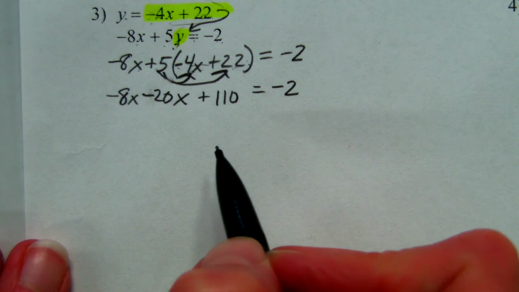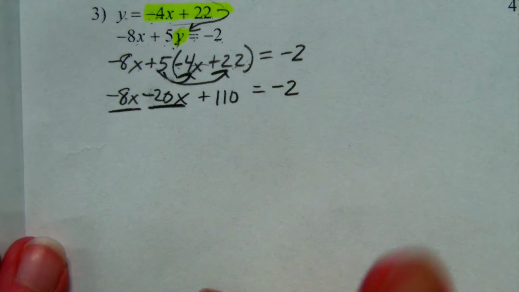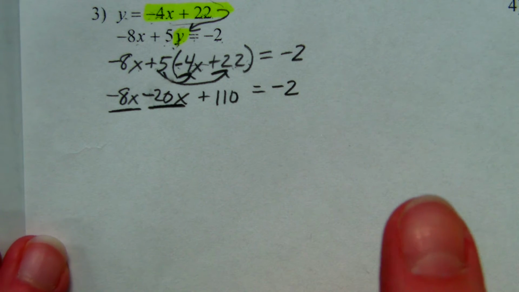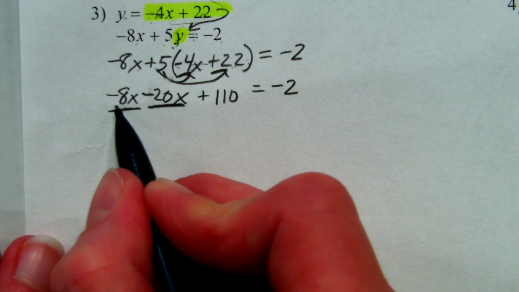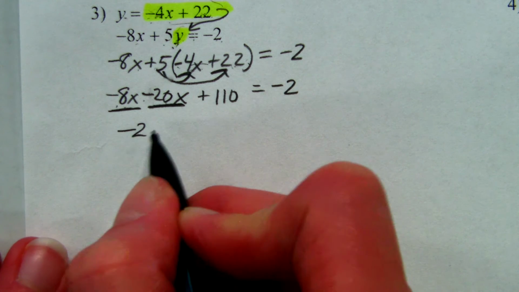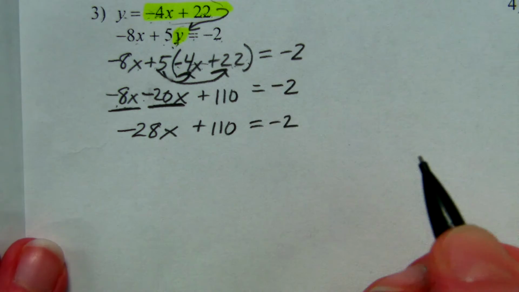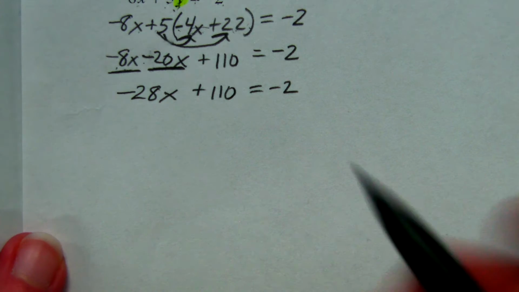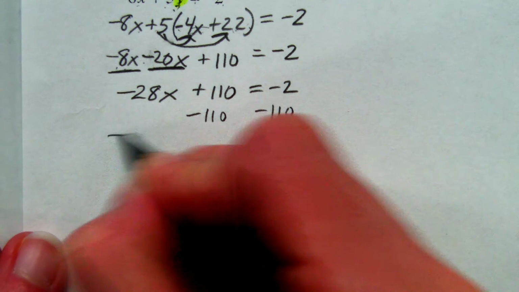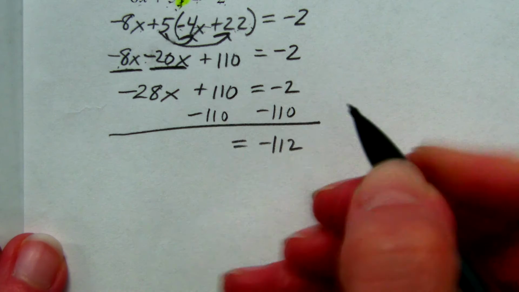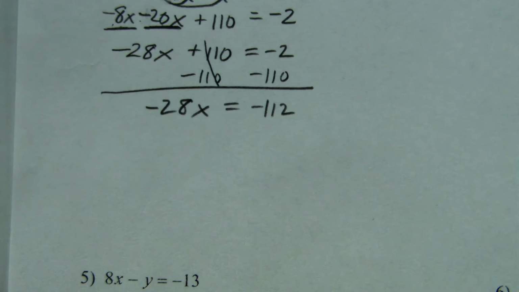Now, instead of having x's on both sides of the equation, I have two terms with x in it on the left-hand side. So if you remember from when we did our equations unit, we combine like terms. I've got negative 8 and negative 20, which makes negative 28x, and then plus 110 equals negative 2. And we go ahead and solve that. So minus 110. We get negative 112. Over here we get negative 28x when this gets canceled out.